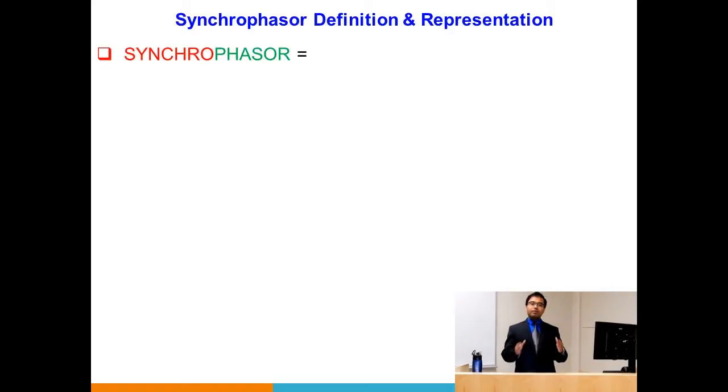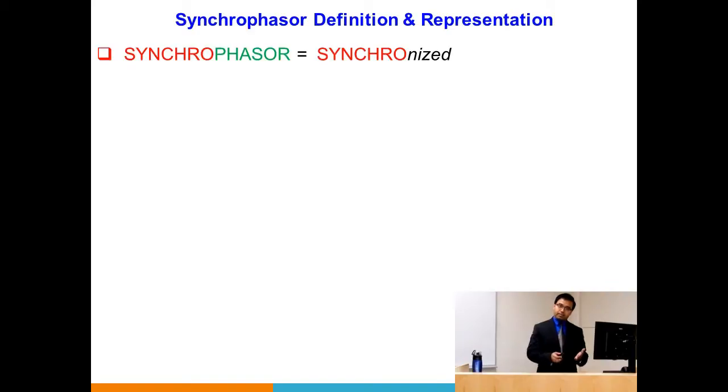So now let's look at the Synchrophasor definition and representation of Synchrophasors. The first thing is the word Synchrophasor itself can be divided into two parts. One is synchronized and the other is phasor. So basically Synchrophasor is nothing but synchronized phasor.